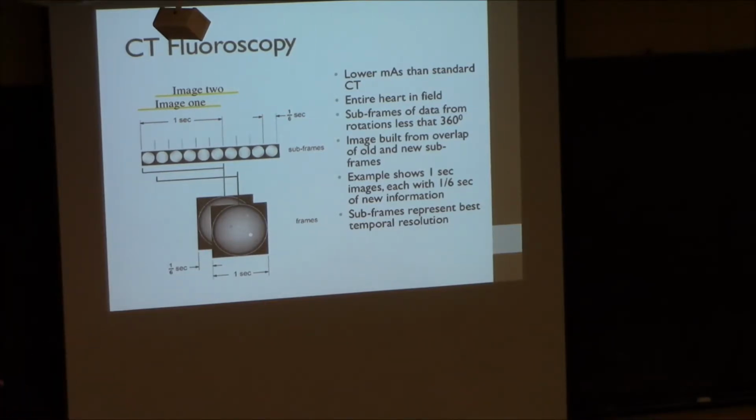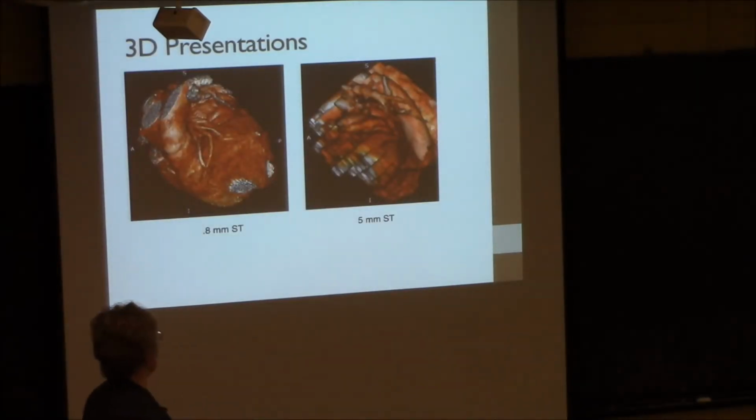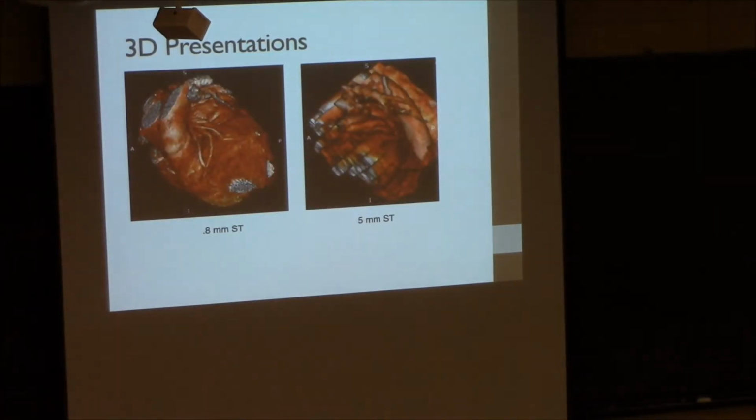But you do the whole heart in one round. So after basically a 1 second rotation, you have all information on a gated heart that you can look at, and it's very rapid. And it increases the temporal resolution enough that, first of all, you can get really thin slices.